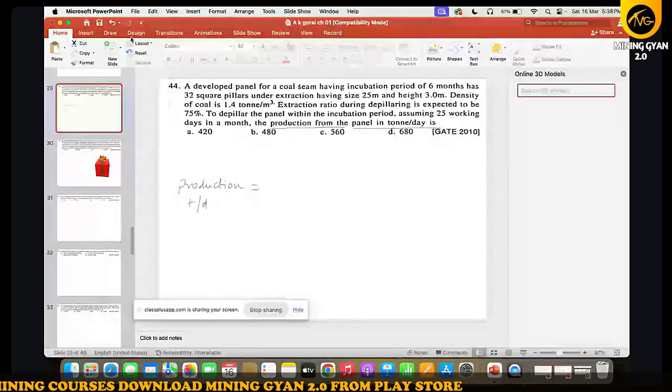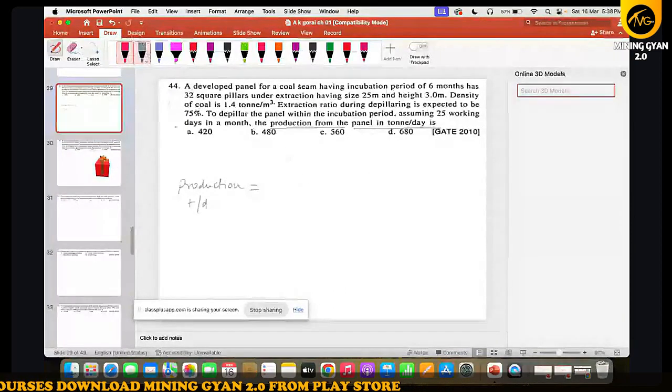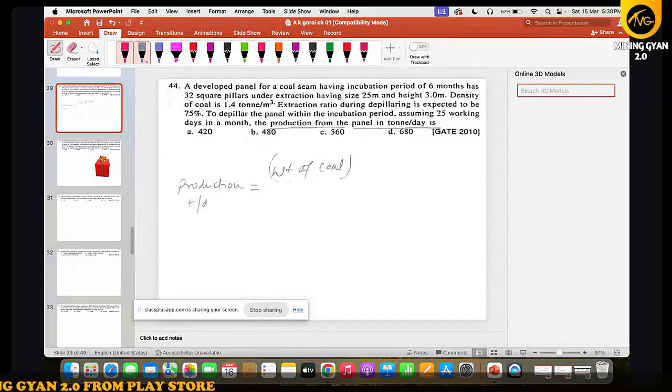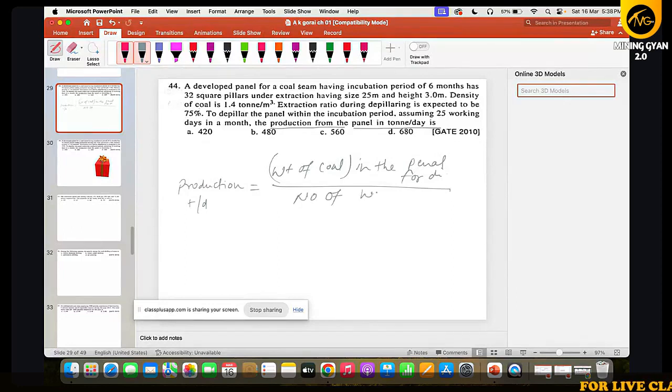So, production per day we have to find out. Then we should know the weight of coal in the panel, divided by the number of working days. It is not the case that work will run 30 days in a month; sometimes it will also be closed. So how much is the number of working days?